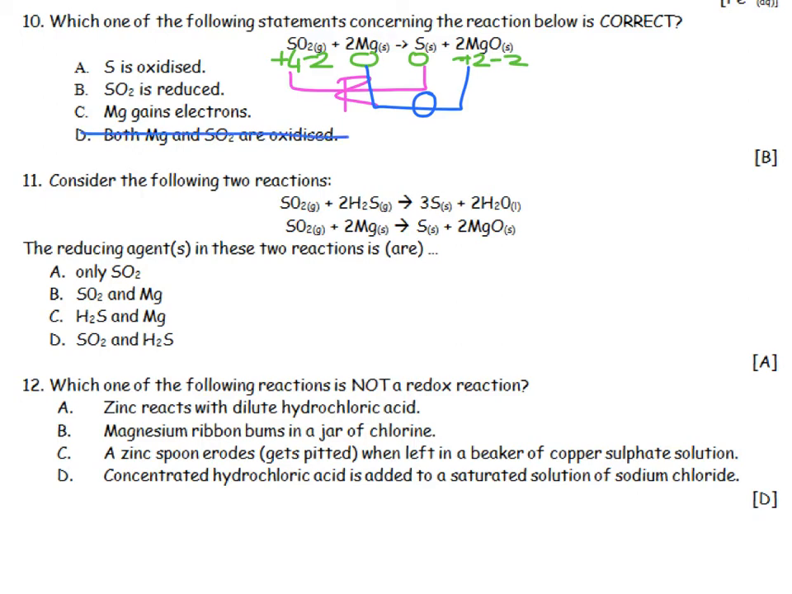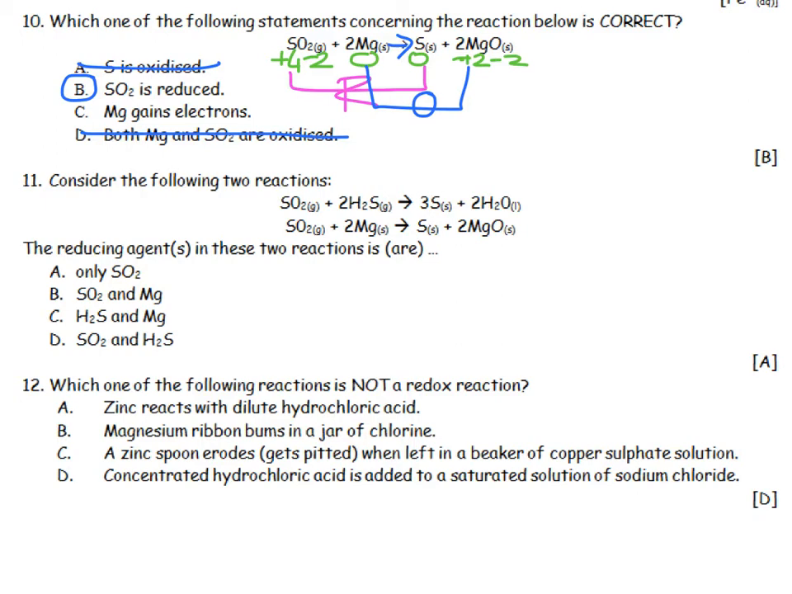That's a load of rubbish. One's oxidized, one's reduced. Sulfur is oxidized. This is a one-way arrow in that direction. So we can only decide using the reactants, so that's rubbish. Sulfur dioxide is reduced. Yay, that looks like a good answer. And magnesium gains electrons. No. Magnesium loses electrons because it is oxidized.